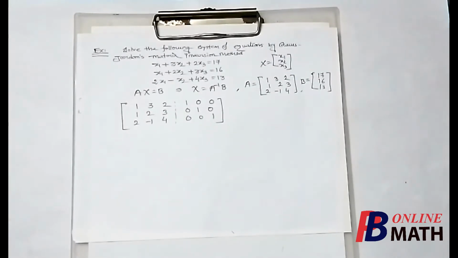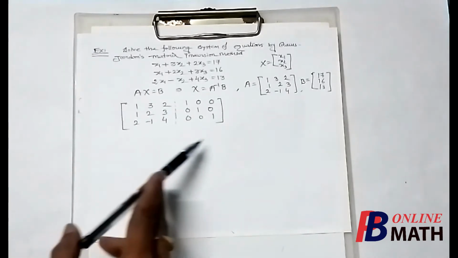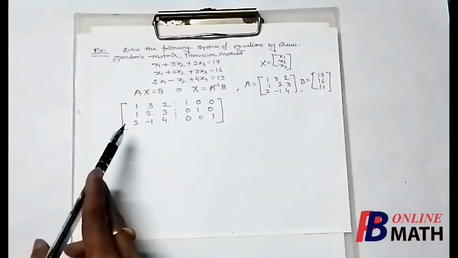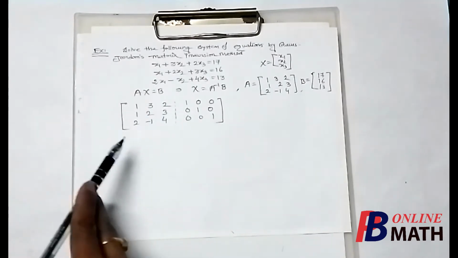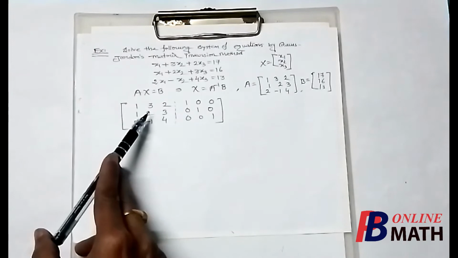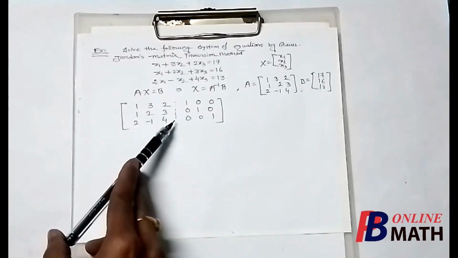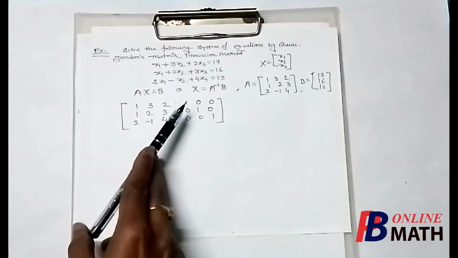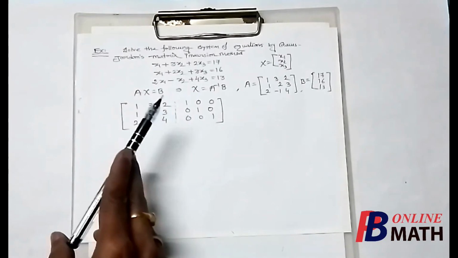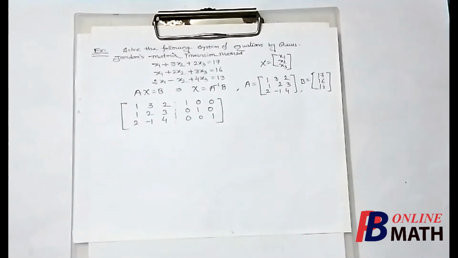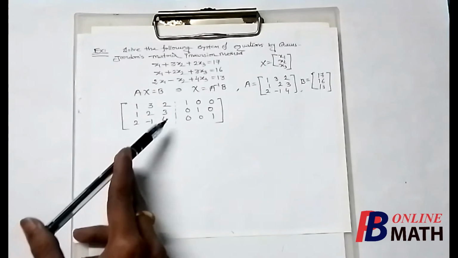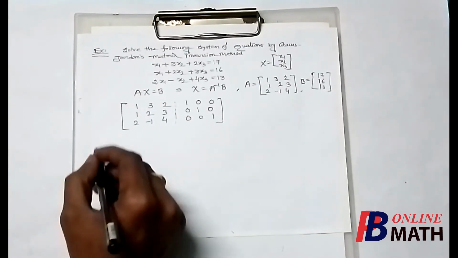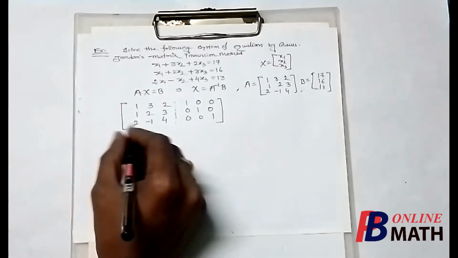Now we shall apply elementary row operations on this augmented matrix so that we can reduce the matrix on the left hand side. That means we can reduce the coefficient matrix to an identity matrix. Then the corresponding matrix on the right hand side will be the inverse matrix of the coefficient matrix A. So let us start. To convert this matrix to an identity matrix, we first consider these two elementary row operations.